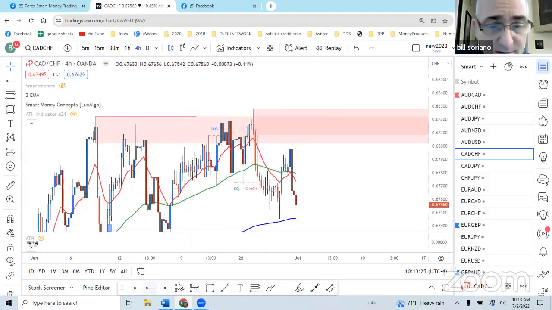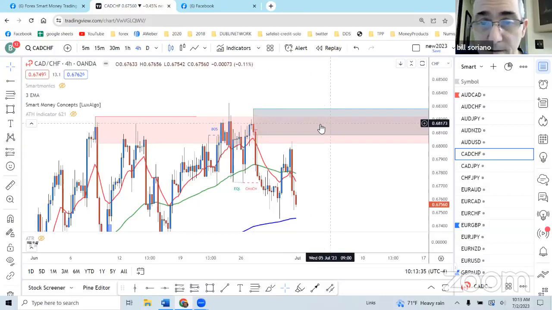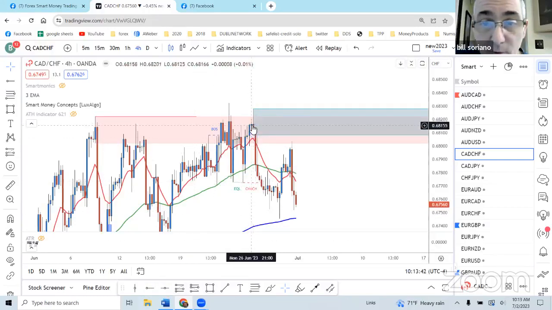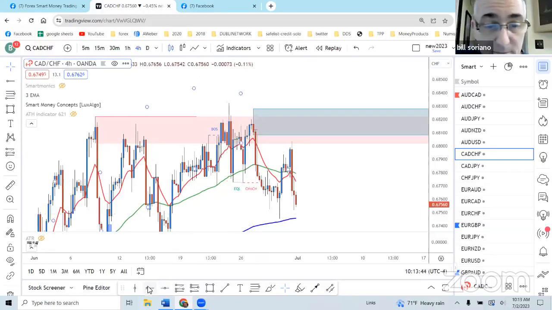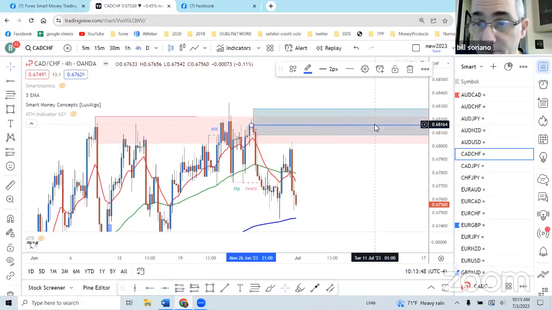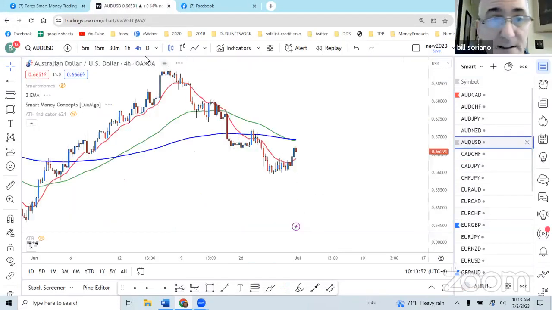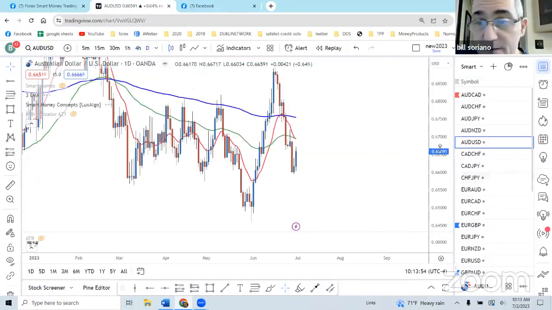So I kind of like this zone right here. And my banker candle, my point of interest is right here. So this hasn't been hit yet. The zone hasn't been hit. And more importantly, the point of interest line hasn't been hit, right? So there you have it right there. Add alert and good.